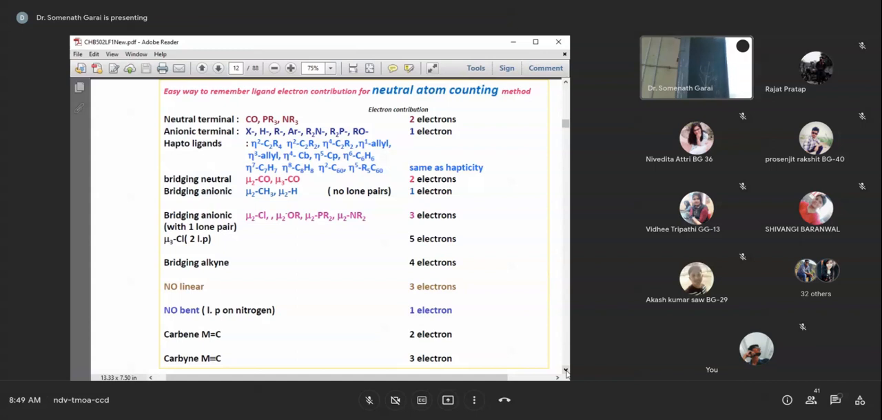That is the eta. Eta number is called the hapticity number, right? It was written here.